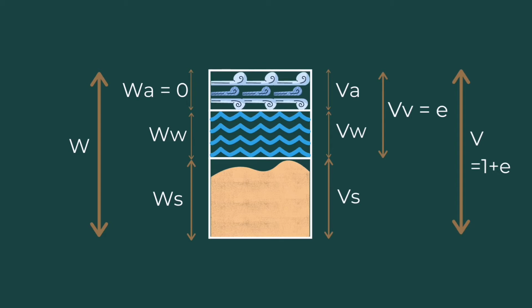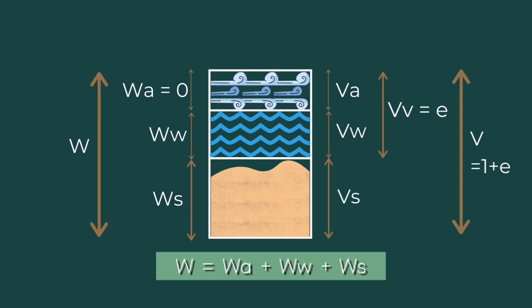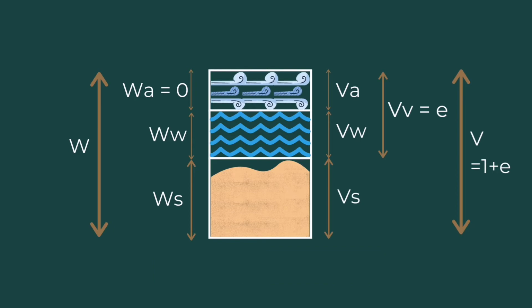So, pag inadd natin silang tatlo, ang magiging kalabasan niyan is the total weight ng section ng soil composition, which is tatawagin nating capitalized letter W. Pag inequate natin sila, ang magiging equation ay W is equals to W sub A plus W sub W plus W sub S. Then, move on tayo sa right side, which is the volume part.